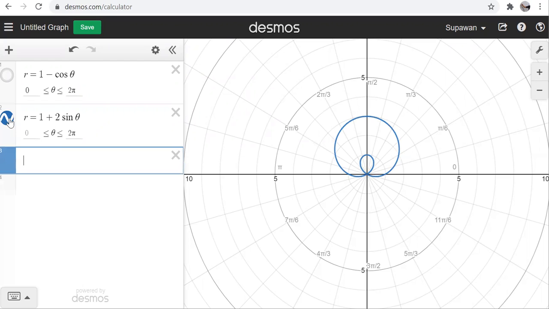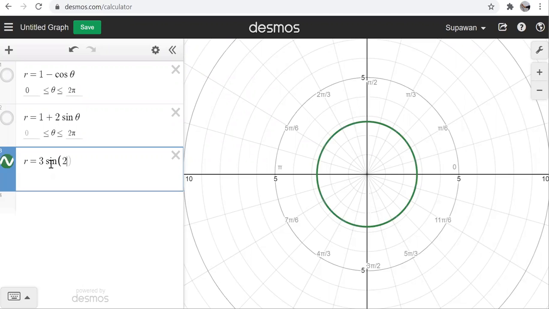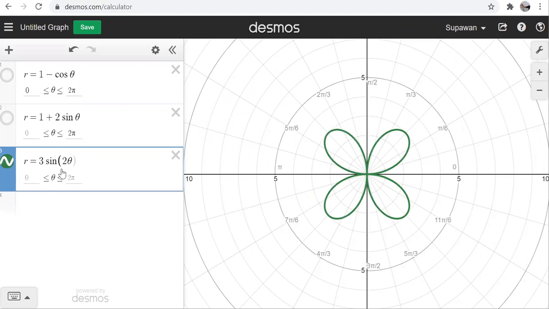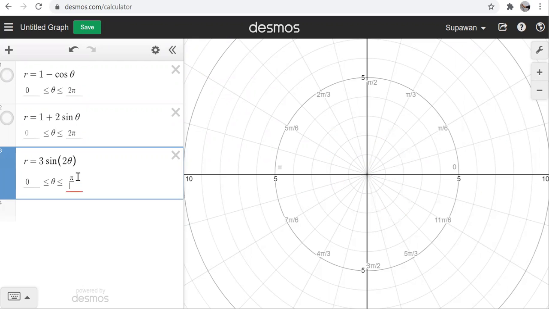The next example, the equation is r equals 3 times sine of 2 theta. r equals 3 times sine, parentheses, 2 times theta. Looks like a flower. So from 0 to 2 pi, you get the full graph as the 4-leaf rose or the 4 petals. Now, if you look at the first portion from 0 to pi over 2, that's 1 leaf.